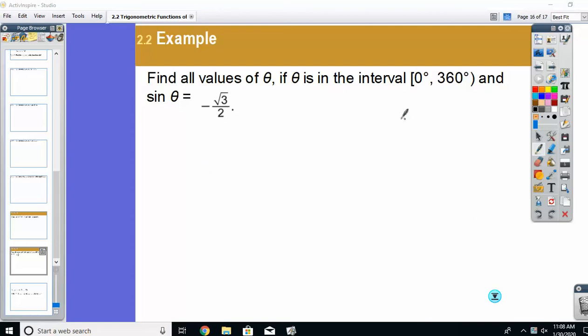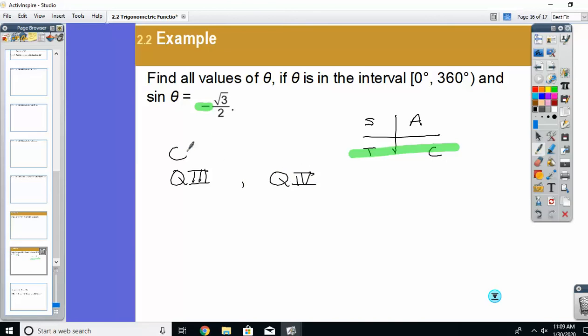Now keep in mind, I said it could be anywhere between 0 and 360. In which of those quadrants would sine be a negative number? 3 and 4. So I'm going to have two answers, because it's negative twice.